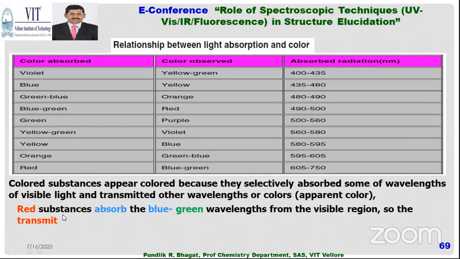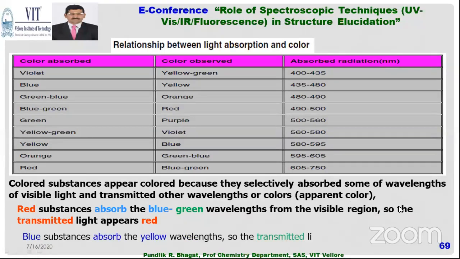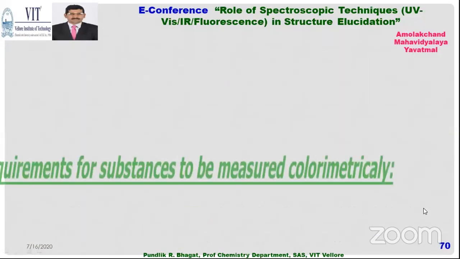Likewise here, red substances absorb blue-green color and transmit red light. So this table will help us to know which color is reflected and which color is visible to us. The same color which is visible is the one which is reflected.